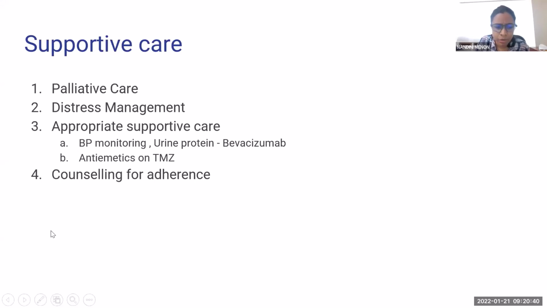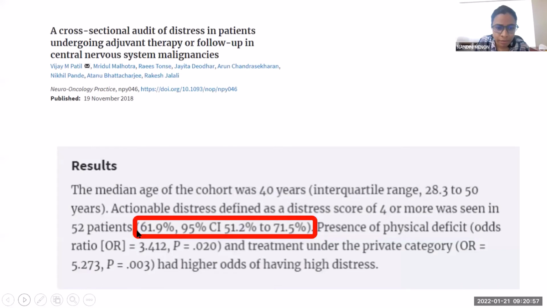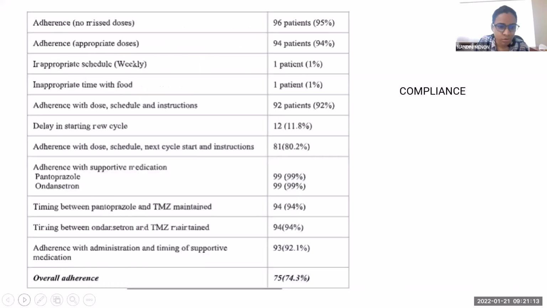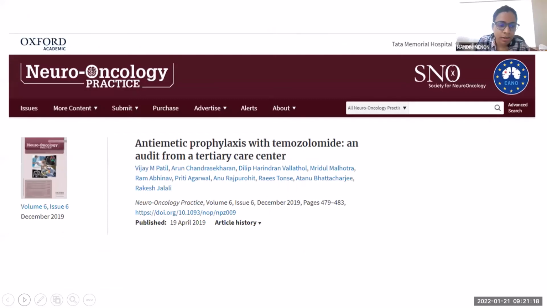A lot of patients are already referred to the occupational therapist at the time of diagnosis, but if patients are ambulatory and have minor deficits at the time of recurrence, we should also make sure they are referred for occupational or physiotherapy, and counseling for adherence to whatever therapy they are given. We all know that patients with recurrent glioblastomas will have significant distress. Data published from our center shows that a distress score of 4 or more was seen in 61.9%, that is 2/3 of our patients. This contributes to significant issues with compliance with therapy.